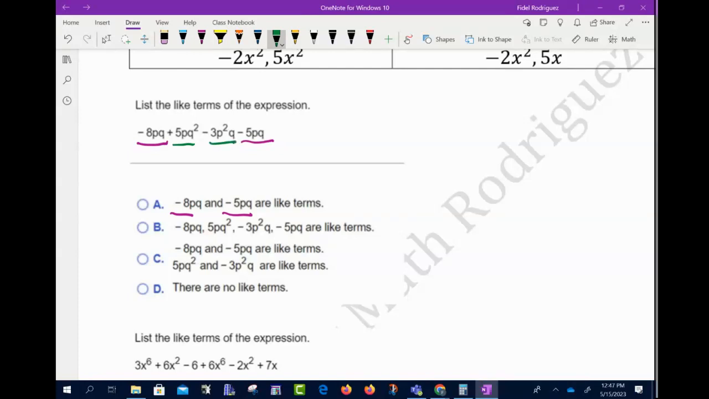Okay, look at these here. Are they the same or are they different? They're different. One of them has a P, but the square is on the Q. The other one has a square on the what? On the P. So they're not the same. Those are what we call our unlike terms. Okay.